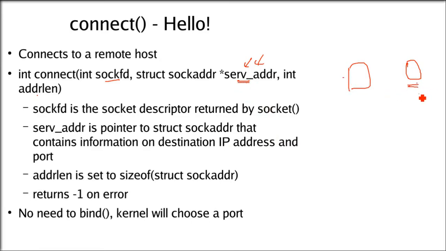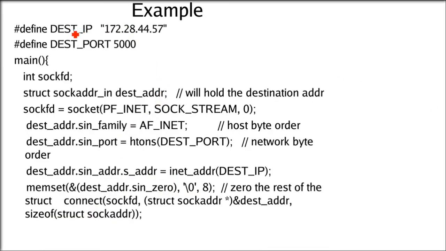Then you have to connect to the destination, right? So of course this is the length of this structure only. If it doesn't work, -1 will be returned. So here we see the example. We have IP and port. We have just hard coded it. Now we have sockfd. So we have the structure also. We put it as the destination address, dest_addr. Now we opened the socket.